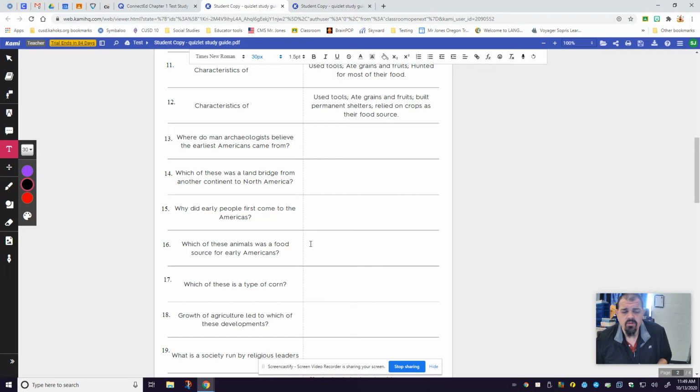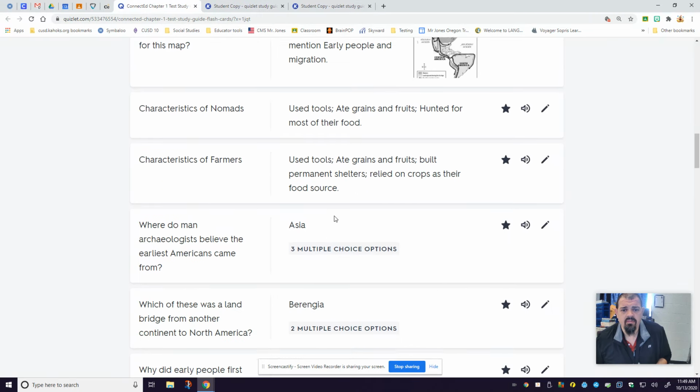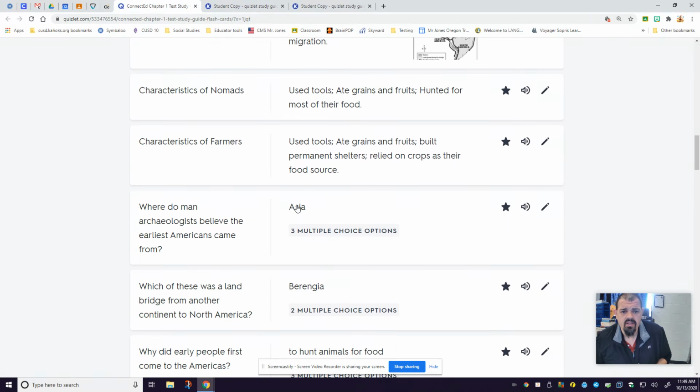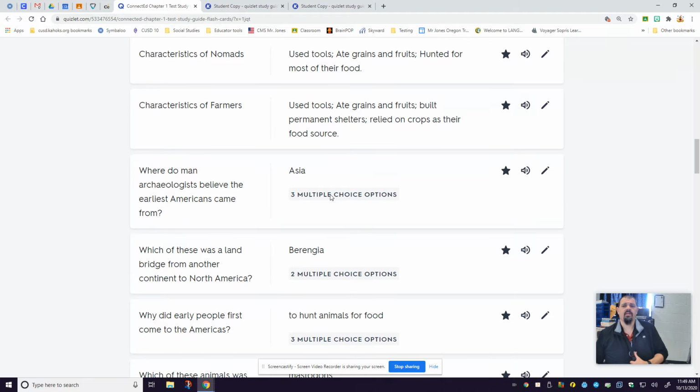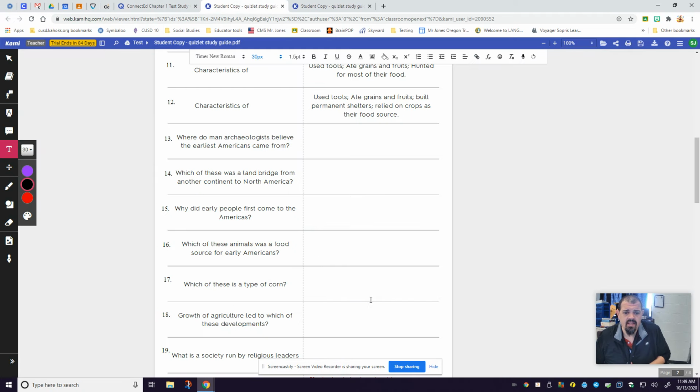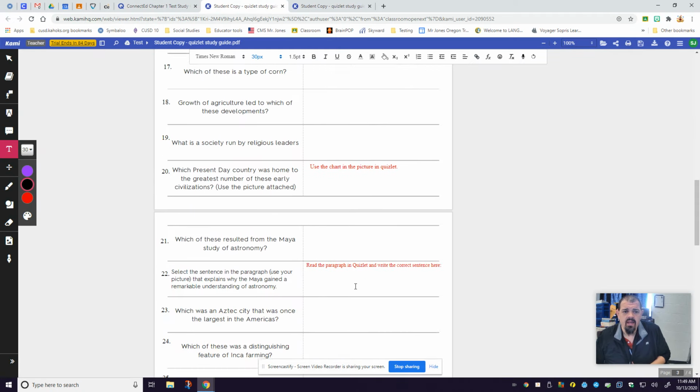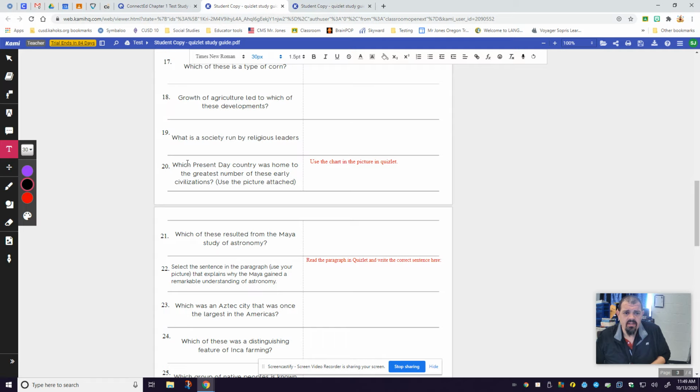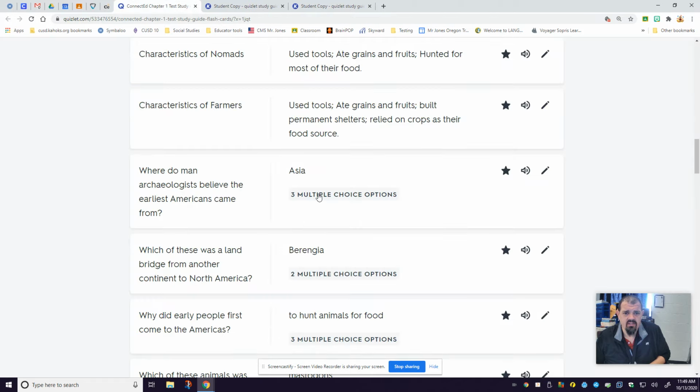Okay. Now, you have some multiple choice answers that you have to, if you look on here, it gives you the answer, and then there's, in some ways, there's multiple choice options. I don't know if you can see them on these cards, but you definitely see the answer, and you want to write that into here, okay? I want you to pay attention to number 20. It says, what present day country was home to the greatest number of these early civilizations?